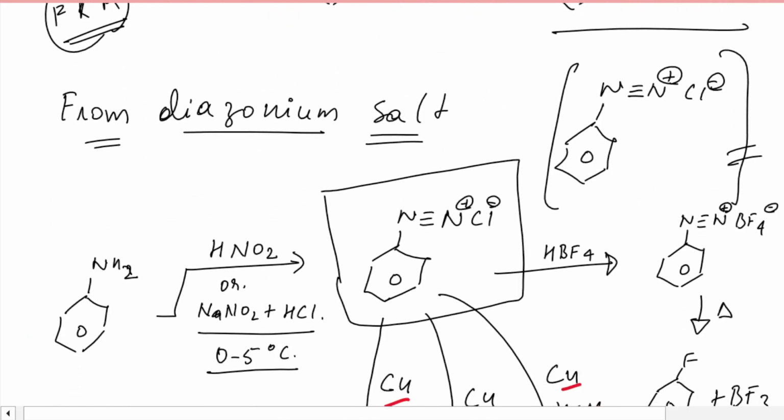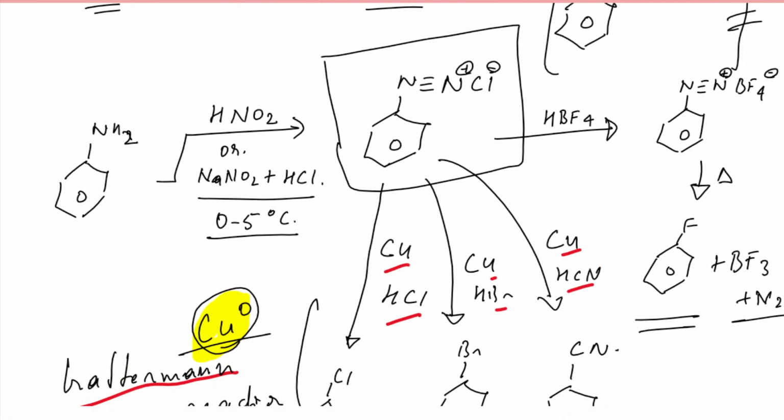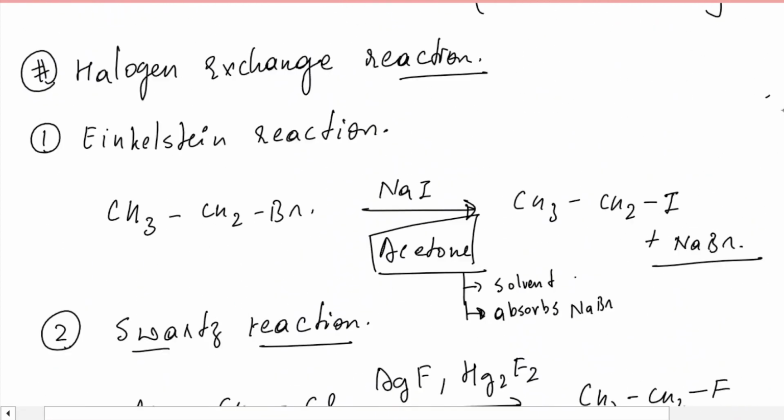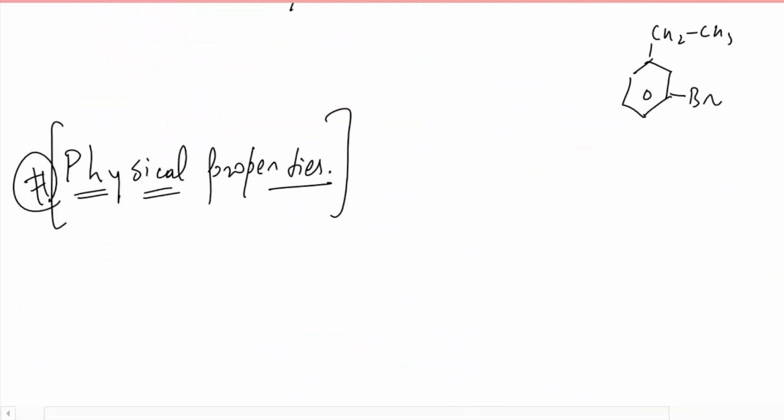One thing we have to remember here is that we are using HNO2 or NaNO2 plus HCl at 0 to 5 degrees Celsius, that is nitrous acid only. So the starting reagent here is aniline. When aniline is reacted with this, it yields benzene diazonium chloride. So here the preparation part is complete.